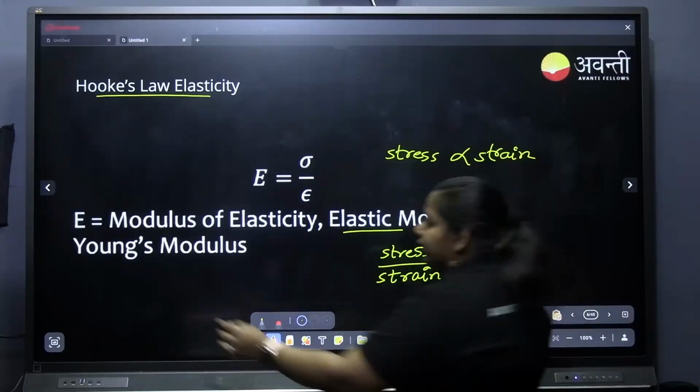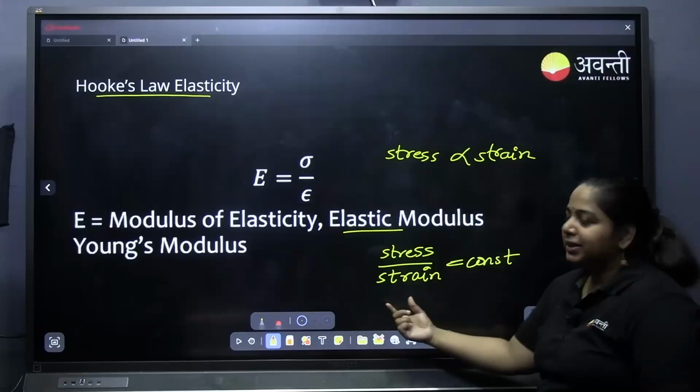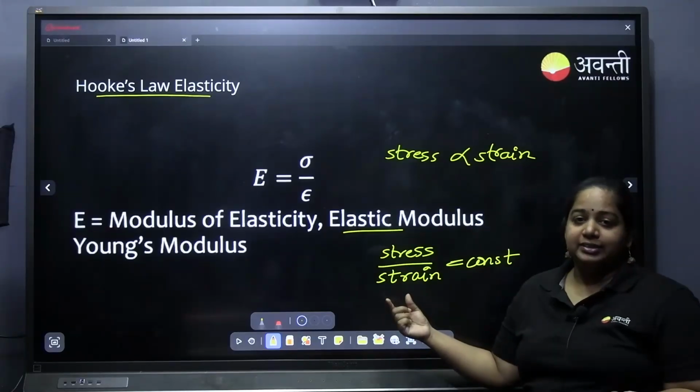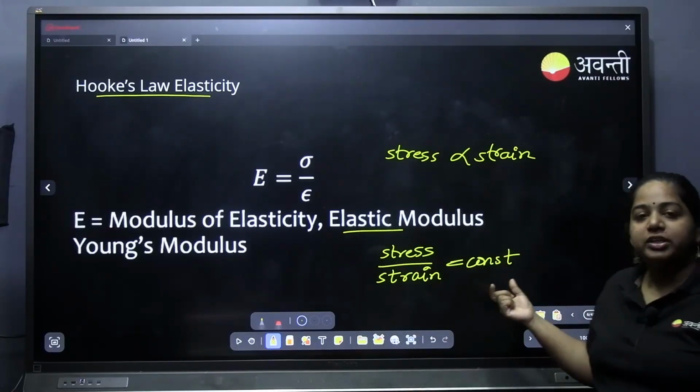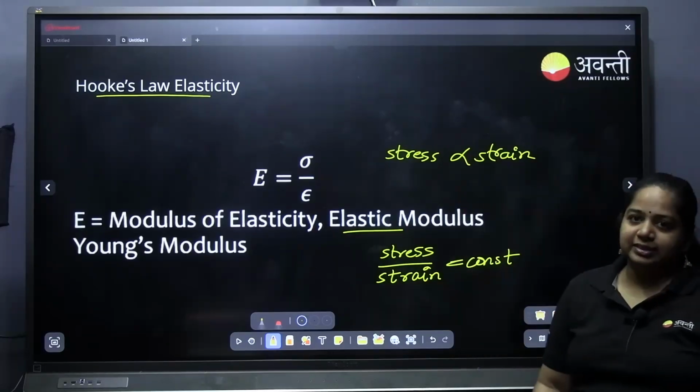Young's modulus is only in the case of longitudinal, we will come to that, but stress by strain will be a constant under elastic limit, and that constant is called the modulus of elasticity. This is what Hooke's law tells us.